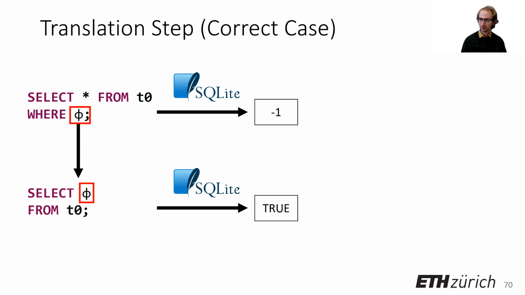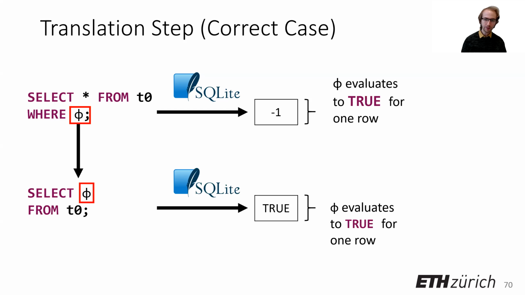And what can we learn from this? First of all, from the optimized query, we can learn that phi evaluated to true for one row because one row is contained in the result set. So here we count the number of rows. For the unoptimized query, we can learn that phi evaluated to true for one row because one true value is contained in the result set. So here we count the number of true values in the result set.